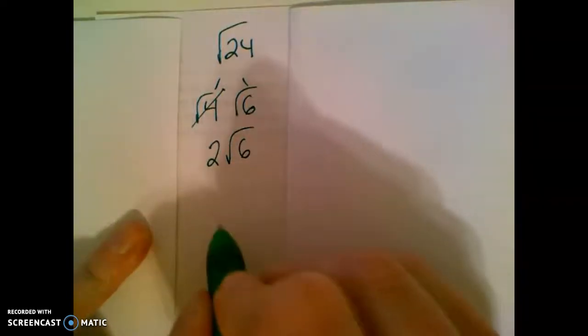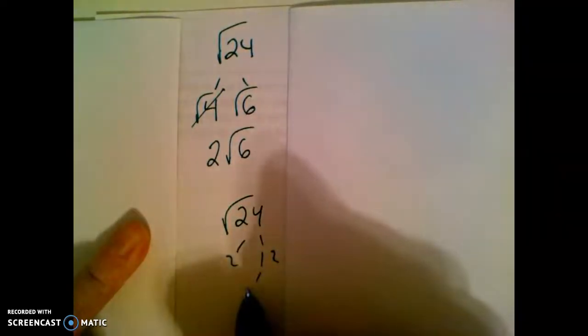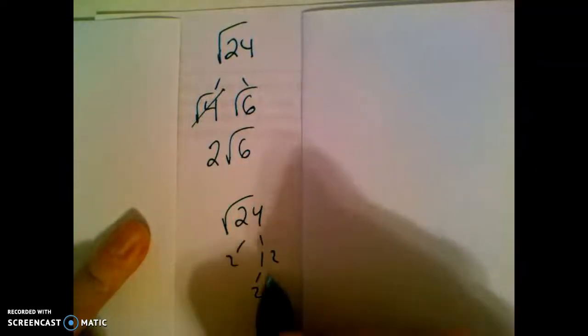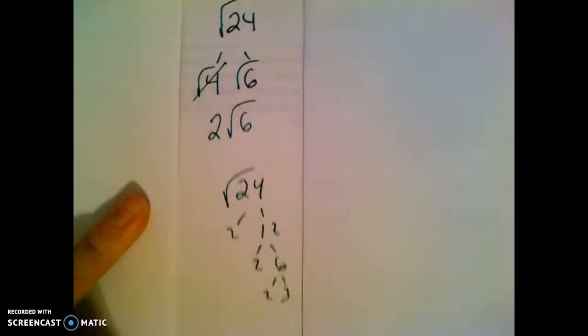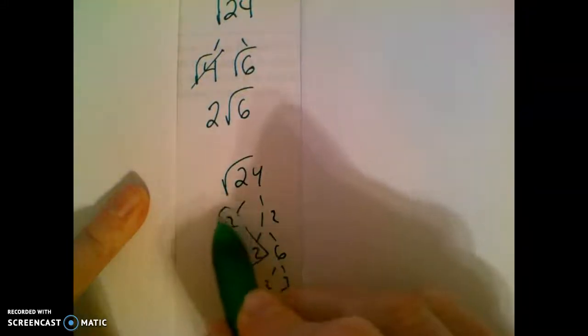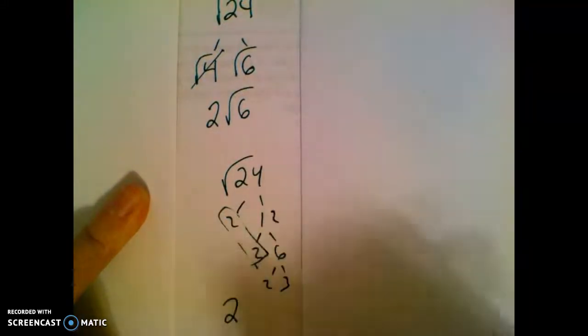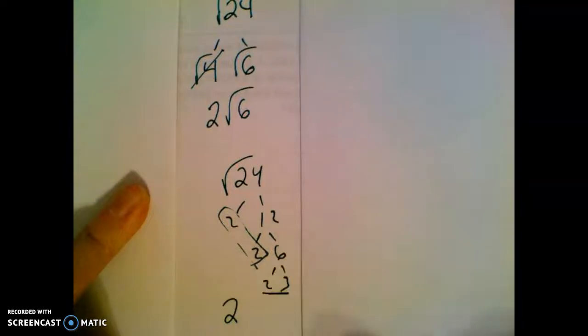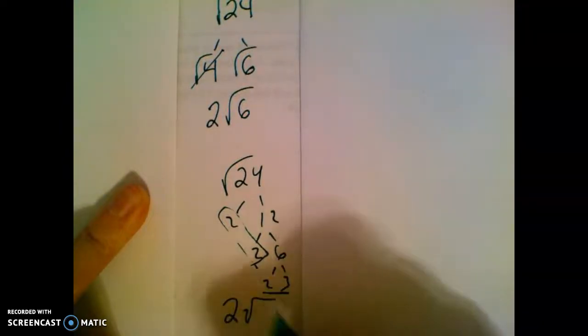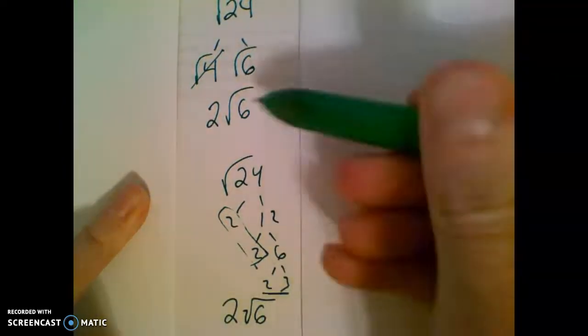Or you could have done root 24 is 2 times 12, 12 is 2 times 6, and 6 is 2 times 3. Looking for pairs of size 2, there's a pair of 2's here. I could take out a 2. And then these guys don't have pairs, so they would be multiplied and taken back inside. So either way you do it is 2 root 6.